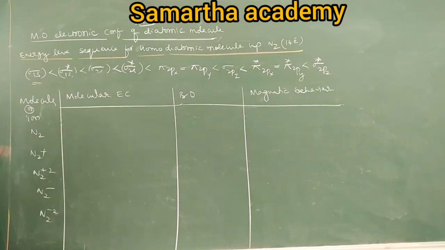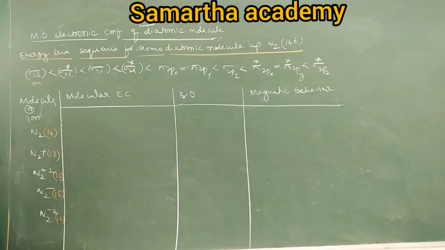Come on, tell me, N2. N2 has how many electrons? 14. This is 13. Next, 12, loss of 2 electrons. 12. Next, 14 plus 1, 15. Next, 14 plus 2, 16 electrons.